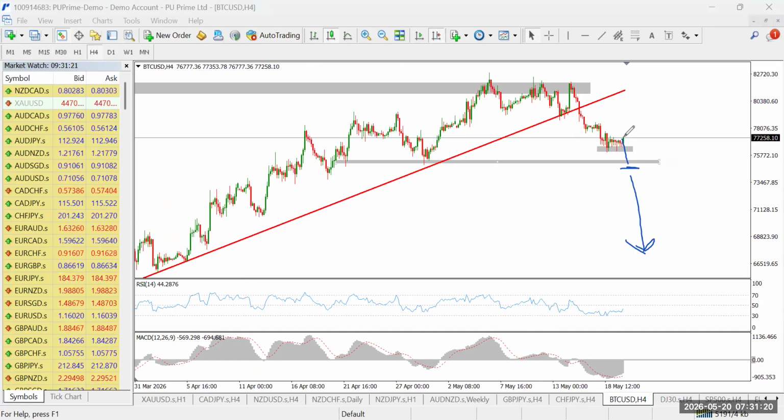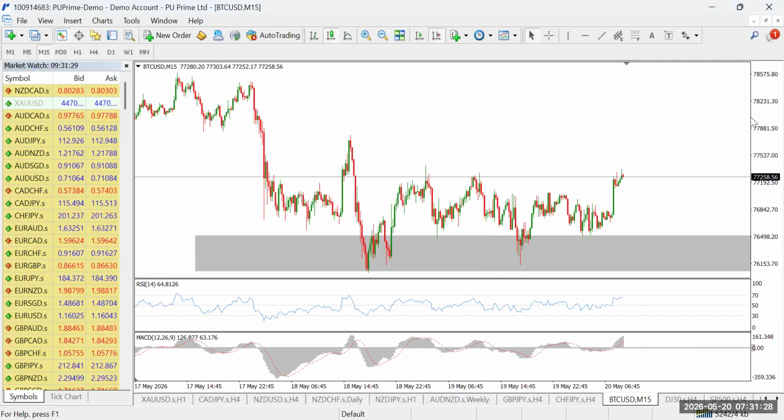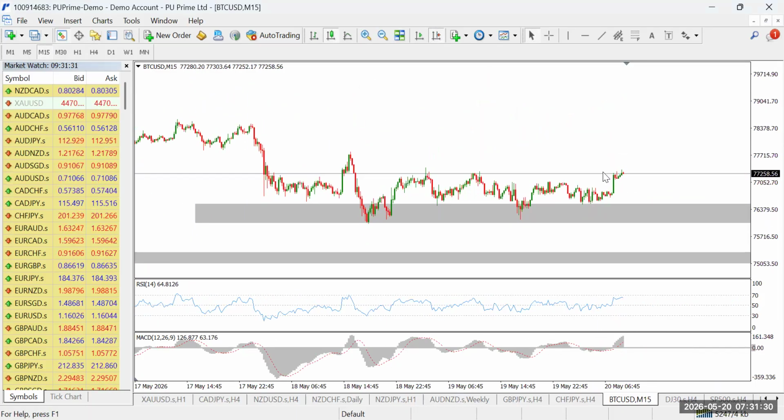So either way it goes, I'm bearish on BTC USD. But like I said, you may want to look at that 15 minutes for an early entry and just catch some pips. If price is able to break out below this, then target the next one. That can produce some 73, 75 pips movement. So I'm bearish on BTC USD.